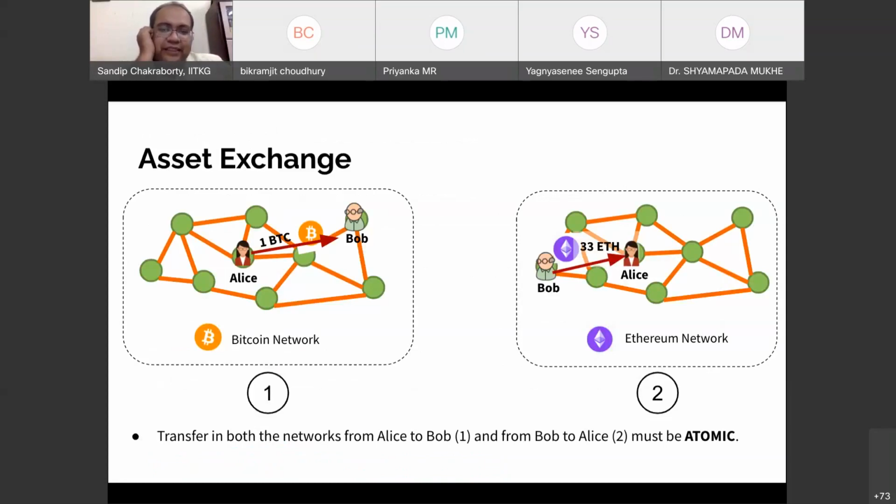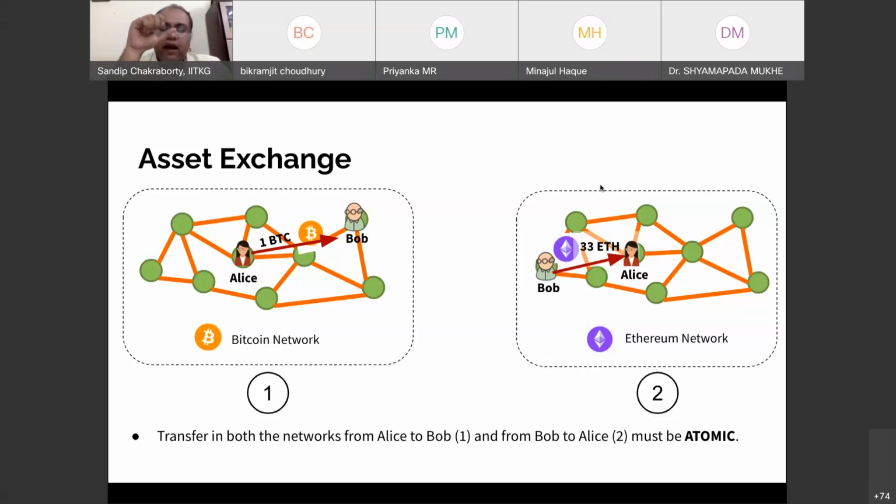So how this asset exchange can work, assume that you have a Bitcoin network and an Ethereum network, and Bob is this kind of exchange or the trusted third party who is having account in both the Ethereum network as well as in the Bitcoin network. Now, when Alice transfers one Bitcoin to Bob, then Bob transfers 33 Ethereum to Alice.